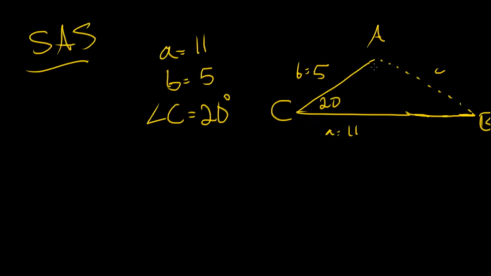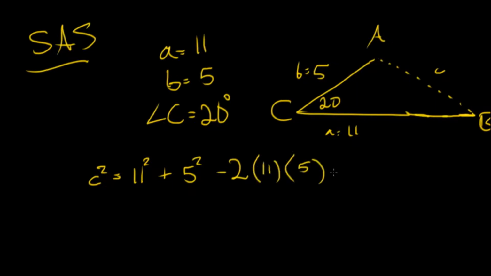Cool. So how do we solve this thing? Can the law of cosines do it for us? Well, we don't know C, but we do know A, we do know B, and we do know the angle C. So this is going to work. We have an equation with one variable.